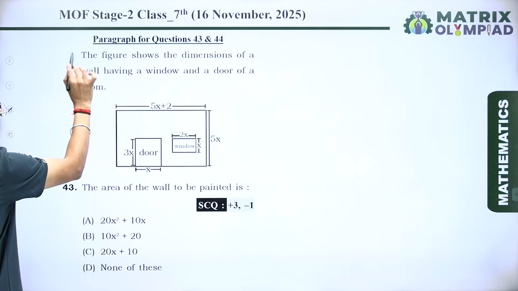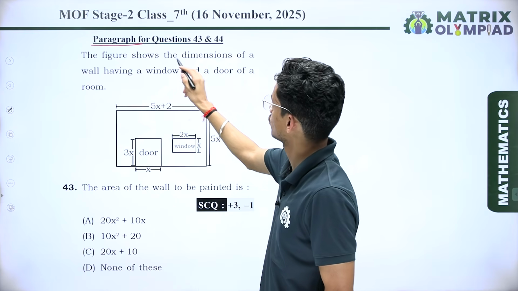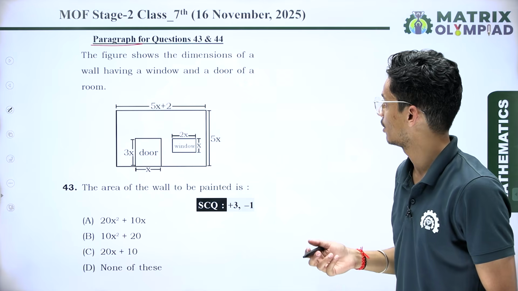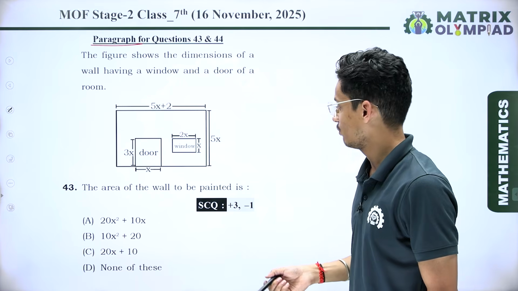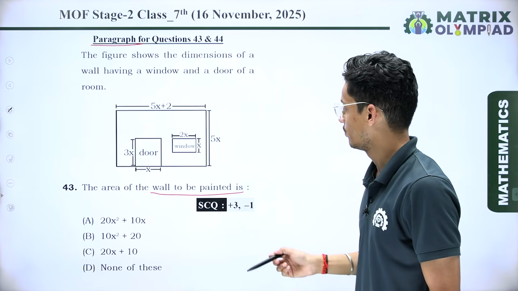Now if I talk about the next question, which is based on a paragraph, and here we have a given paragraph, that is the figure shows the dimensions of a wall having a window and a door of a room. And now we have to find the area of the wall to be painted.